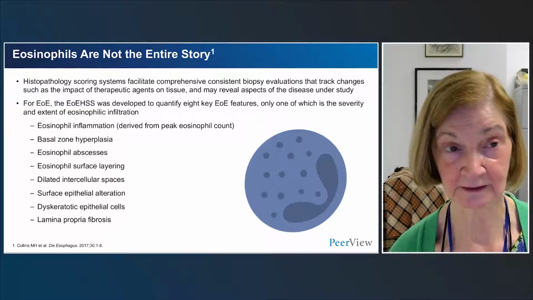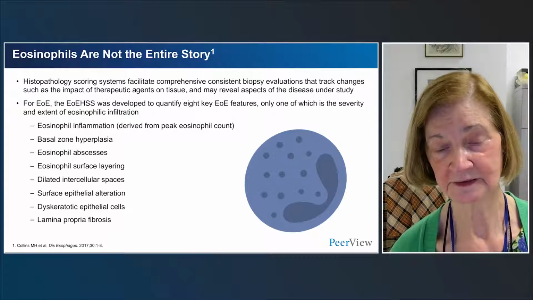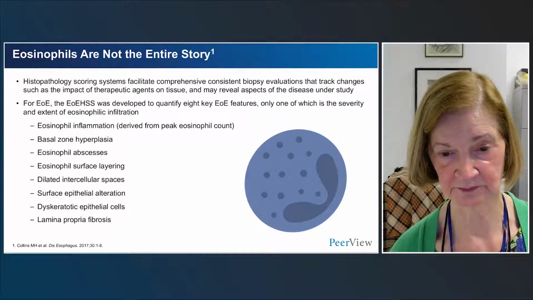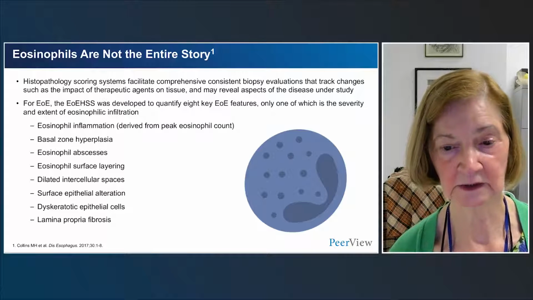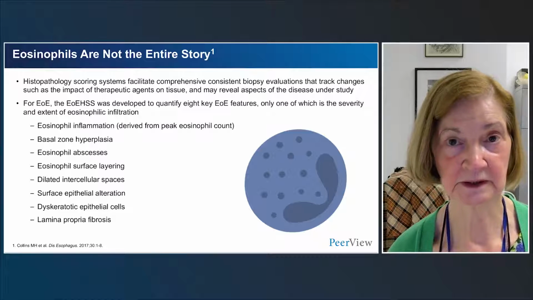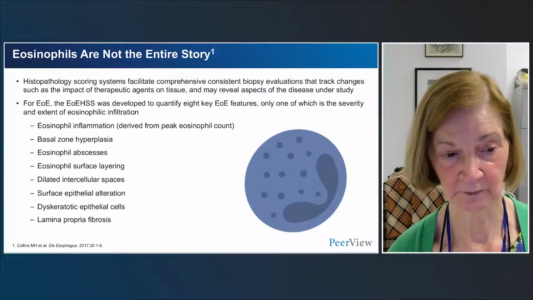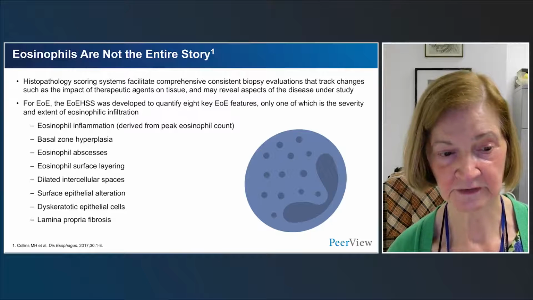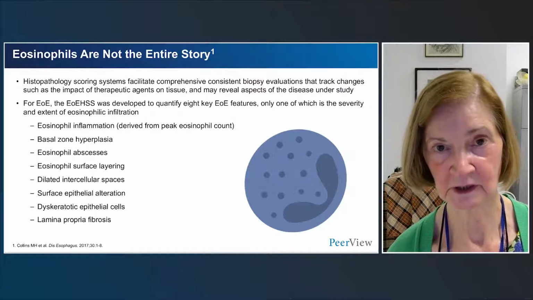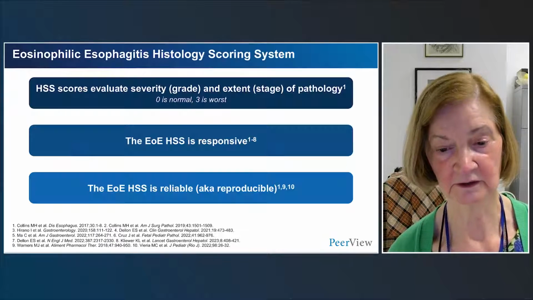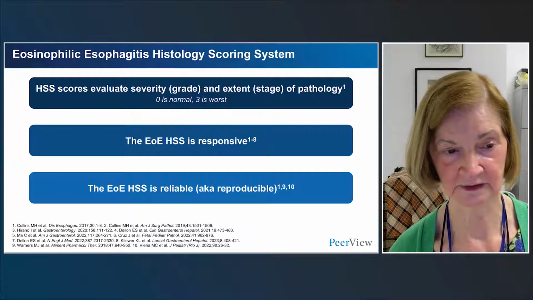So, for eosinophilic esophagitis, the histology scoring system, or EoE HSS, was developed and it quantifies, or semi-quantitatively analyzes, 8 abnormalities in esophageal biopsies that are obtained for EoE, only one of which is related to the peak eosinophil count. And that one is known as eosinophil inflammation. In addition to that, we see the other 7 abnormalities, and we'll see them illustrated on the following slides.